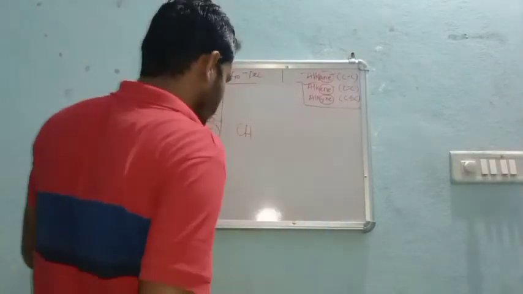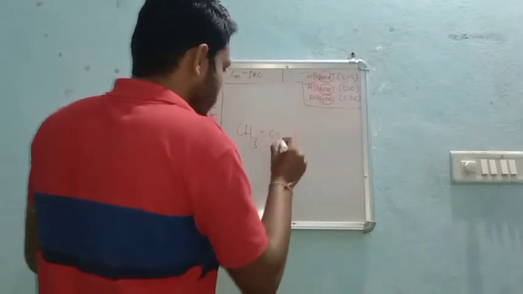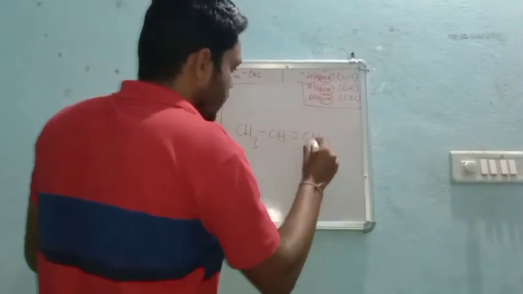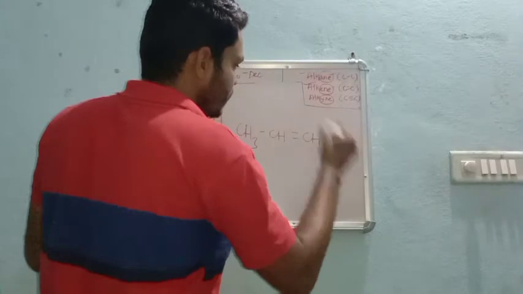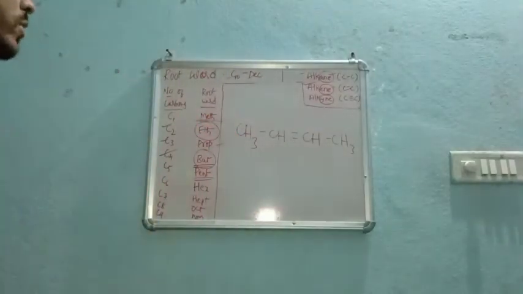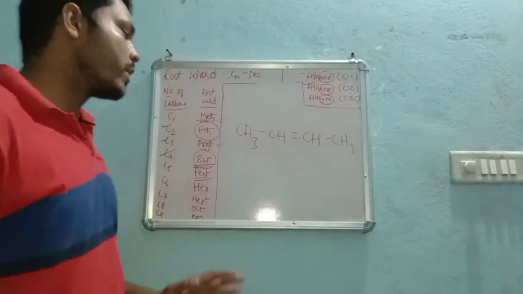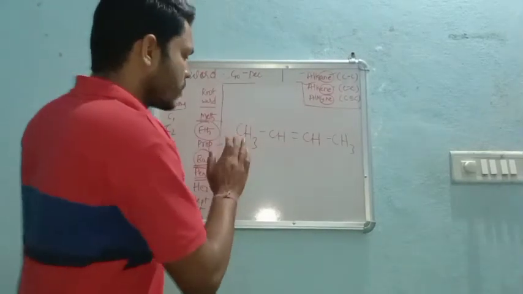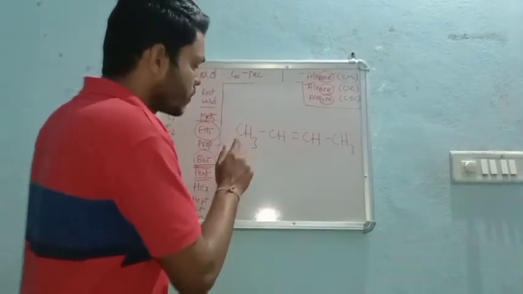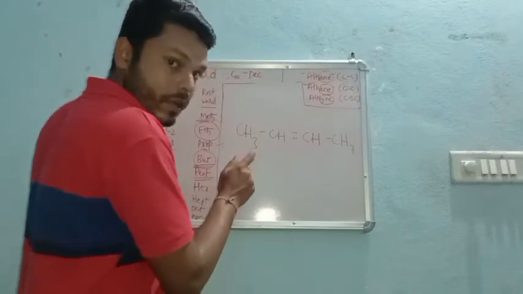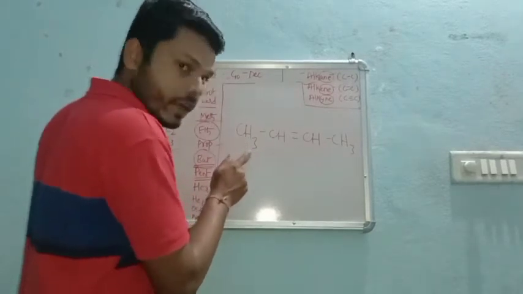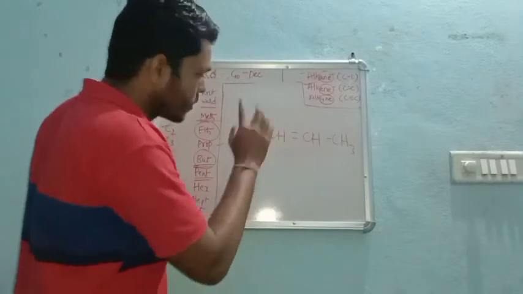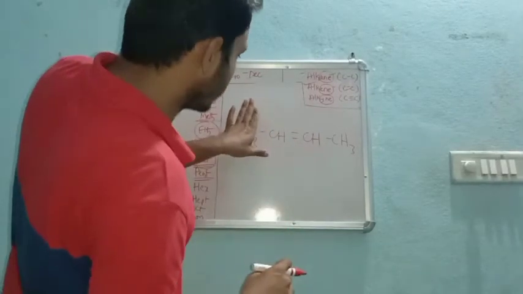CH3, CH double bond CH3, right? Very important. Now first check whether the compound is correct or not. Very important. First go for this carbon atom. With respect to this carbon atom, there are 3 hydrogens, 3 bonds in the form of hydrogen plus 1, 4, satisfied. Now come to this.